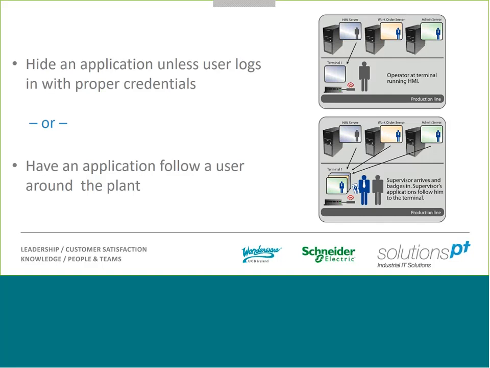Whereas when we look at the bottom image, we've now got a supervisor. So on that same machine, he can put in his credentials or badge in, or whatever way he's going to use to authenticate that he's logged into that machine. He's now got the ability to access the work order server and the admin server too. So when he logs into that machine, it's going to give him additional content to that initial guy that logged in. So that could be KPI reports, OEE data, that kind of stuff.